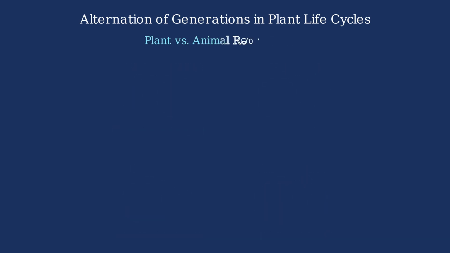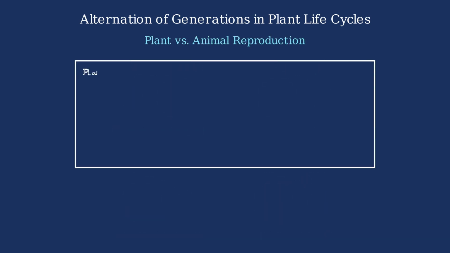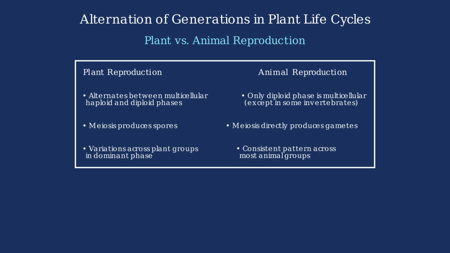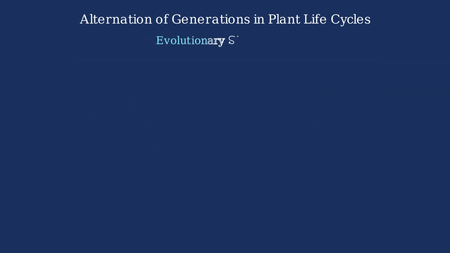Let's compare the alternation of generations in plants to the reproductive cycle in animals. In plants, both the haploid gametophyte and diploid sporophyte are multicellular phases. Plants produce spores through meiosis, which develop into gametophytes that then produce gametes. While plant groups show tremendous variation in their life cycles, animal reproduction follows a more consistent pattern.